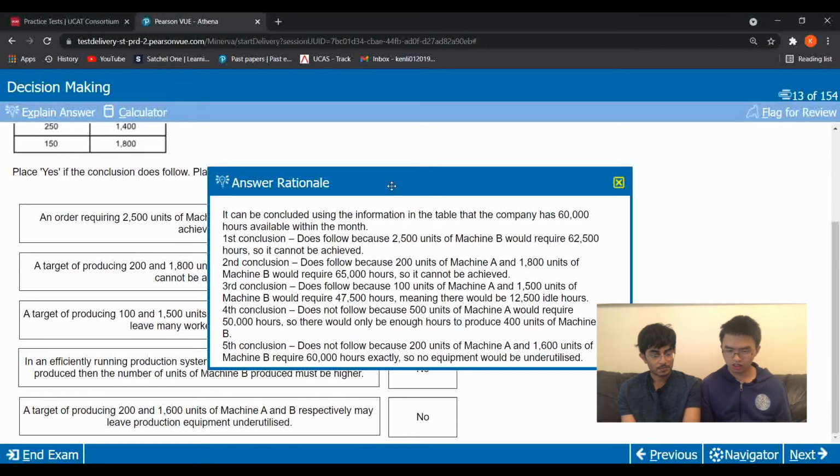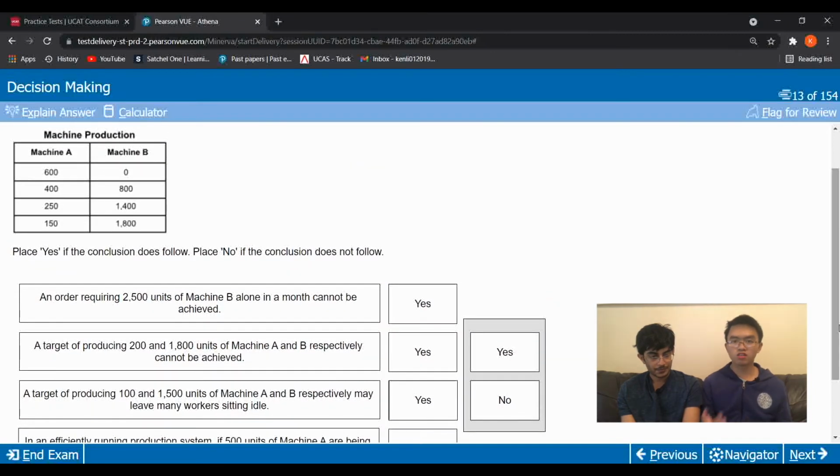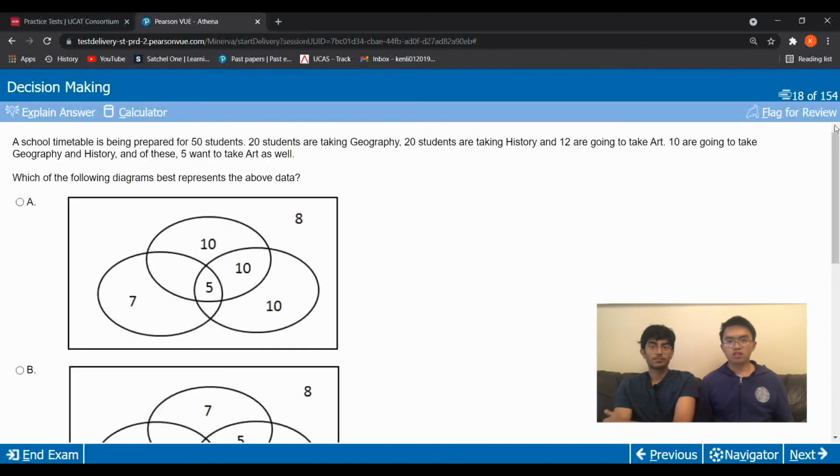So, yes, yes, yes, no, yes, no, yes, yes, yes, no, no. Yeah, that's right. So this is an example where a calculator can help you, and also mental maths. So the next type of question will be the Venn diagram question.